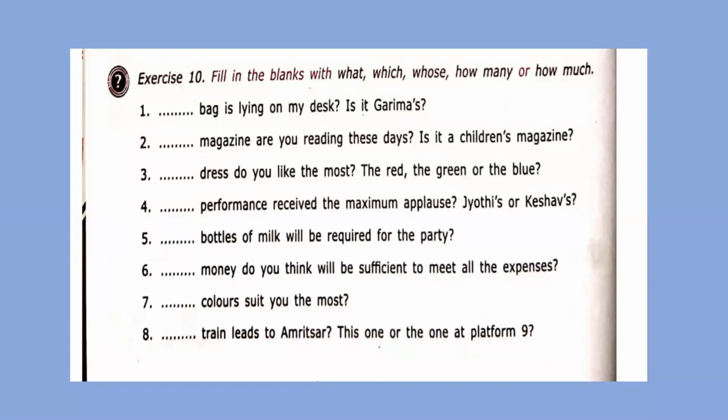Next sentence: magazine are you reading these days? Is it a children's magazine? So which word will come here? Magazine are you reading these days? So Ekansh, you please tell me. Sir, which magazine are you reading these days? Because we want to be exact about the magazine. That's why we need to use which there. So which is right in the second sentence.